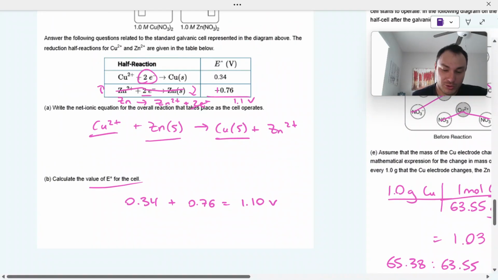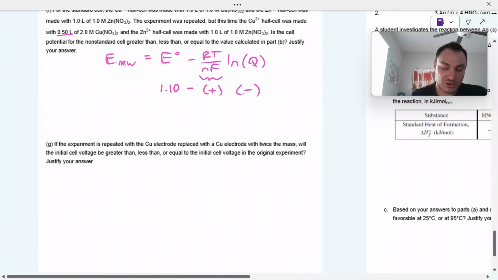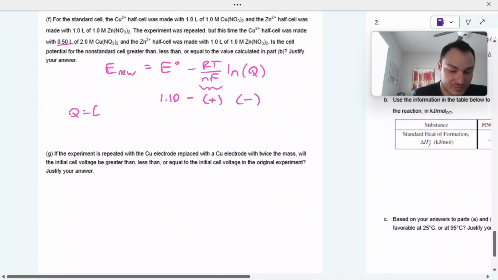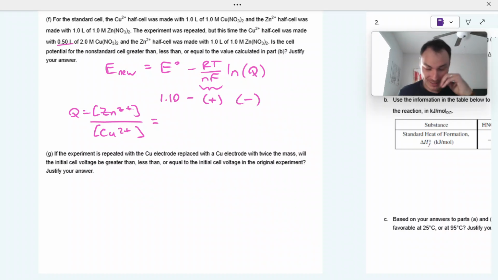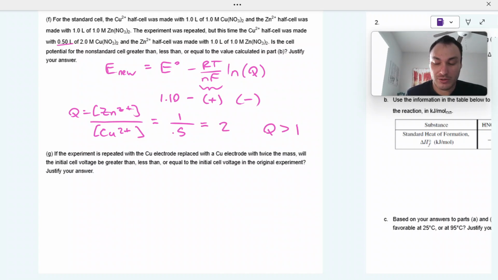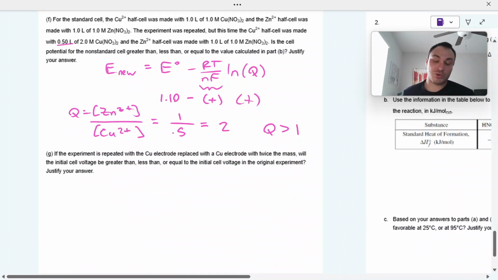If we go back up to our reaction, our Q expression is the concentration of zinc divided by the concentration of copper. So the Zn2+ concentration divided by the concentration of the Cu2+. The zinc concentration is 1, the copper's concentration is 0.5. 1 divided by 0.5 is 2. Q is greater than 1, and according to this equation, if Q is greater than 1, we're subtracting a positive, which means the cell potential will go down.